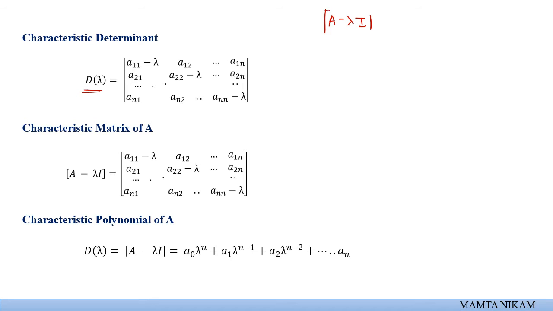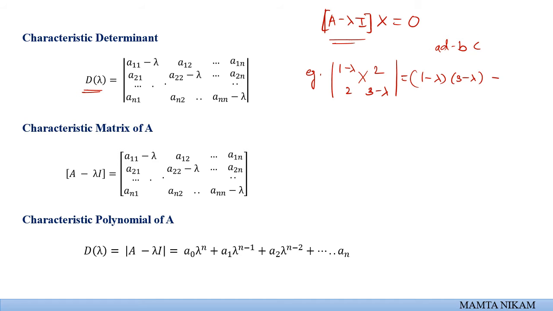Whereas the particular matrix in the matrix equation is known as the characteristic matrix. Now suppose we evaluate this characteristic determinant, we obtain a polynomial equation. So for example, if we consider a determinant of the form, say, 1 minus lambda, 2, 2, 3 minus lambda. So when we evaluate this determinant, how do we evaluate a determinant? AD minus BC, cross multiply. So this will become 1 minus lambda into 3 minus lambda minus 4.